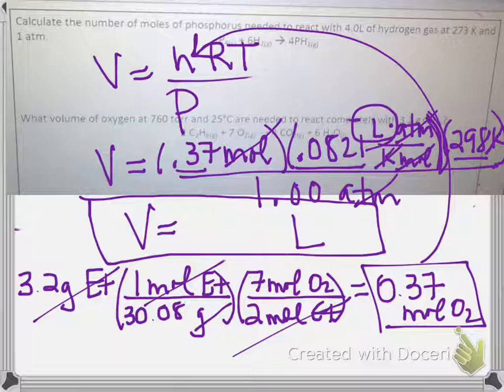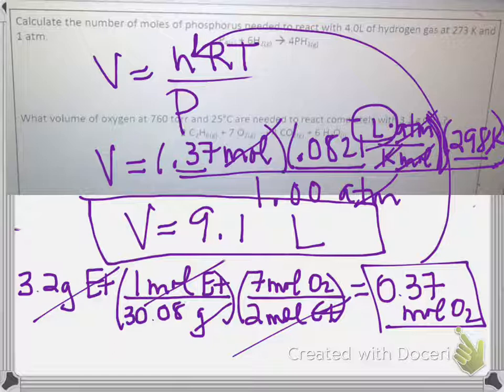I get 9.1 liters. Okay, so that's the volume of the gas, the oxygen that's needed. Once again, to recap: in the first problem, we were at STP. So when we wanted to convert moles to liters or liters to moles, and the gas is at STP, we can use molar volume as a conversion factor, 22.4 liters per mole.